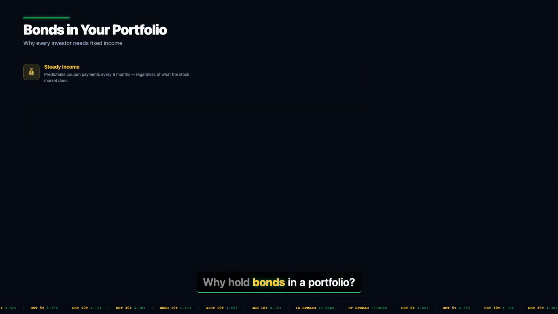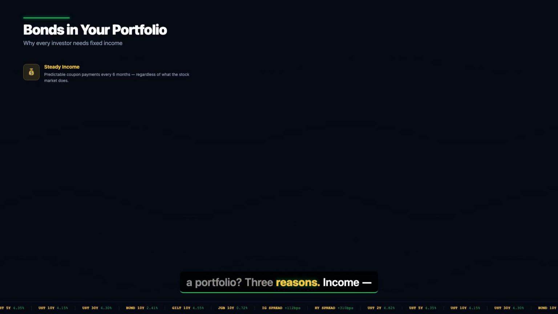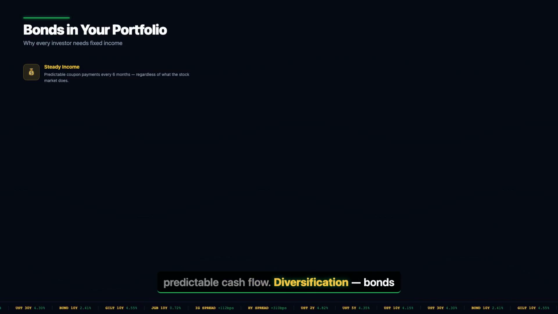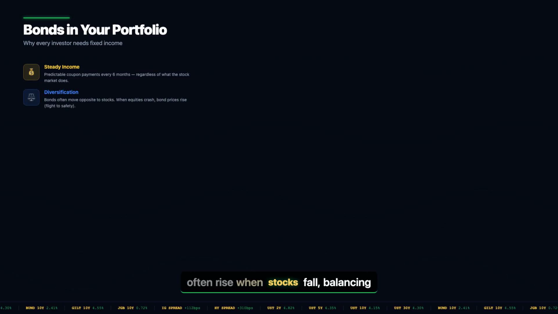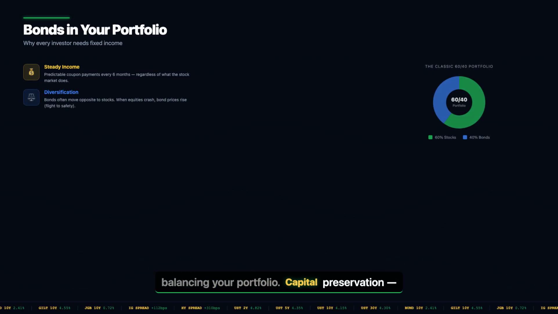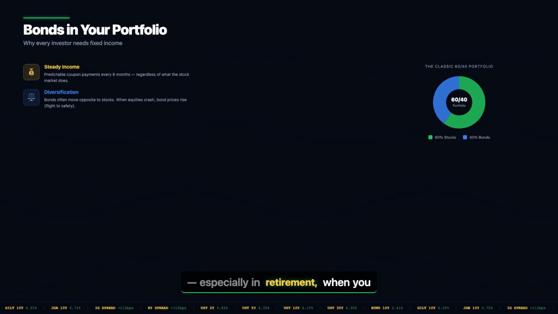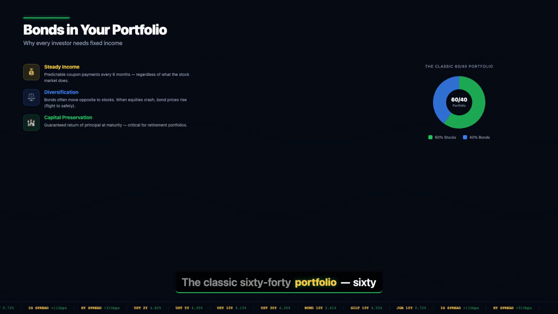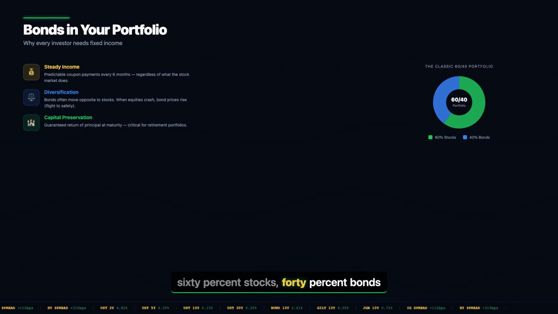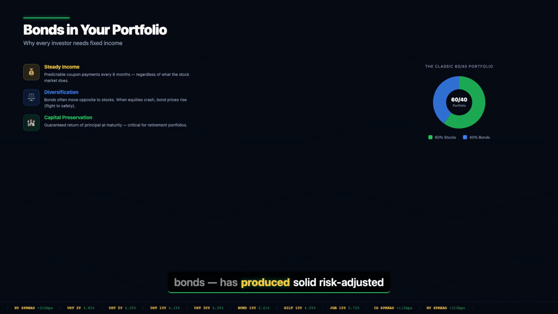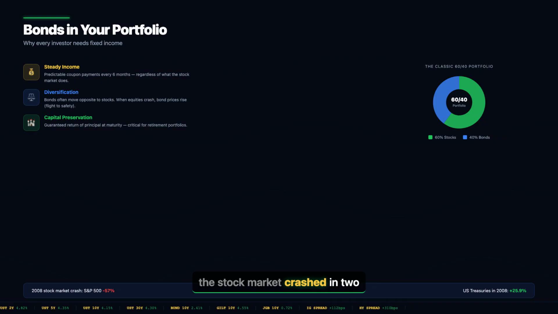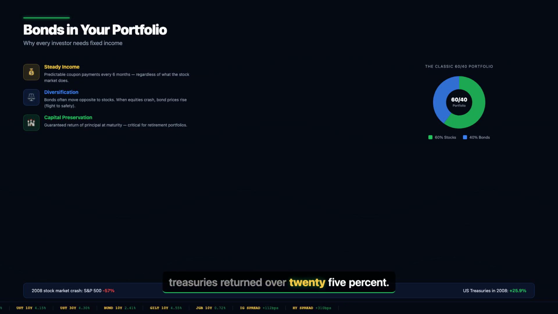Why hold bonds in a portfolio? 3 reasons. Income. Regular coupon payments provide predictable cash flow. Diversification. Bonds often rise when stocks fall, balancing your portfolio. Capital preservation, especially in retirement, when you cannot afford large drawdowns. The classic 60-40 portfolio, 60% stocks, 40% bonds, has produced solid risk-adjusted returns for decades. When the stock market crashed in 2008, US Treasuries returned over 25%.